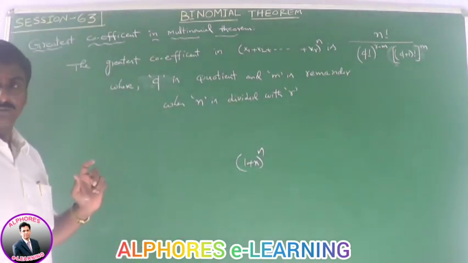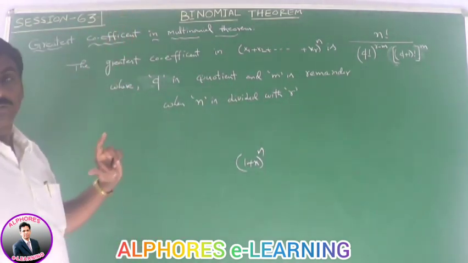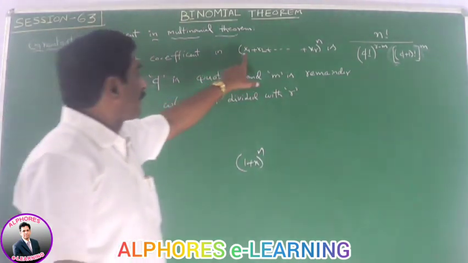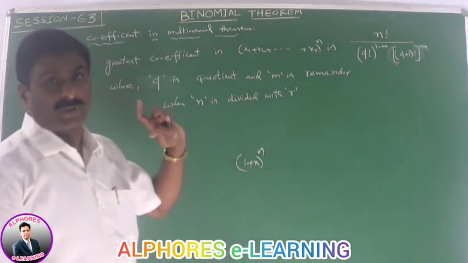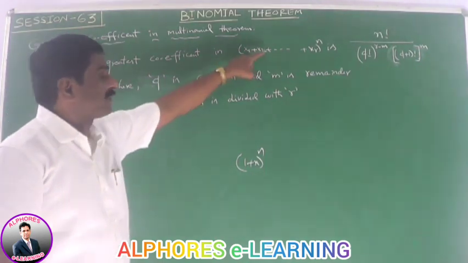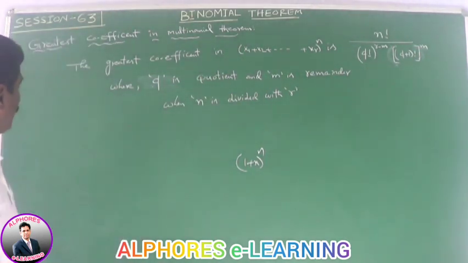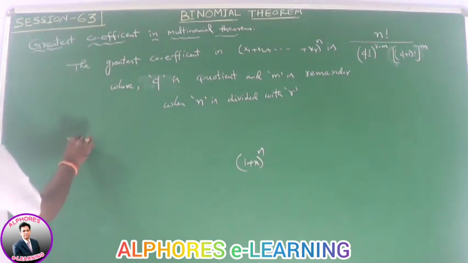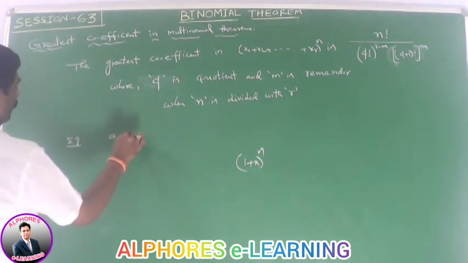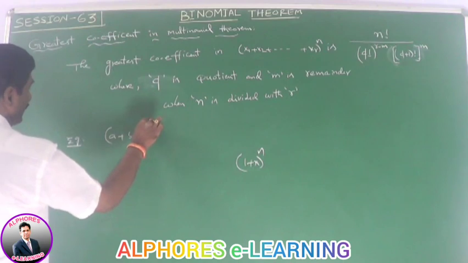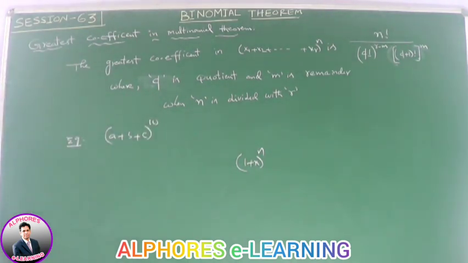Here what is n? n is the index of the multinomial. What is r? r is the number of terms in the multinomial. Okay, please observe those values. n is the index of the multinomial and r is the number of terms in the multinomial. For example, what is the greatest coefficient in this expansion, (a + b + c) whole power 10?